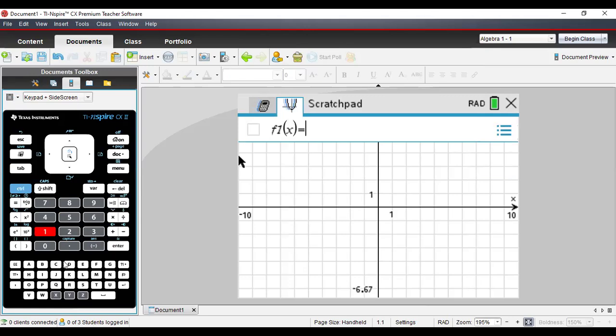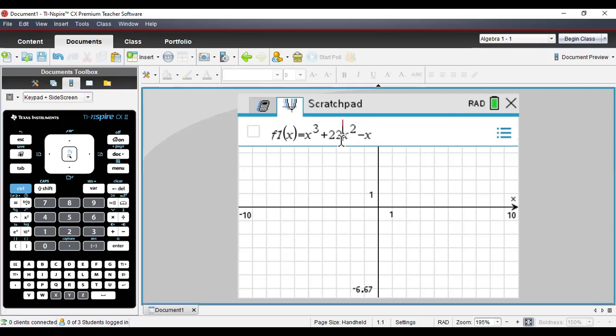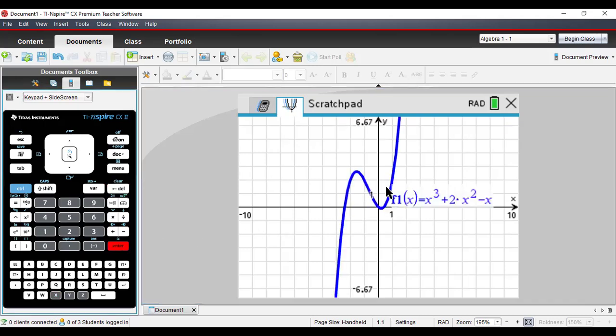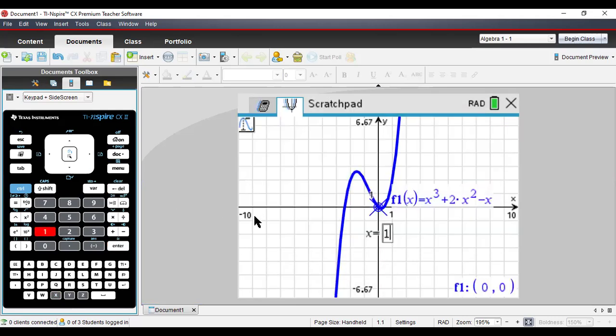It's going to be x to the third power plus 2x squared minus x. I keep doing that double. All right, and then I press enter. It's a cubic function, doesn't matter. Now all I'm going to do is go menu 51. Remember, menu 51 is your friend.